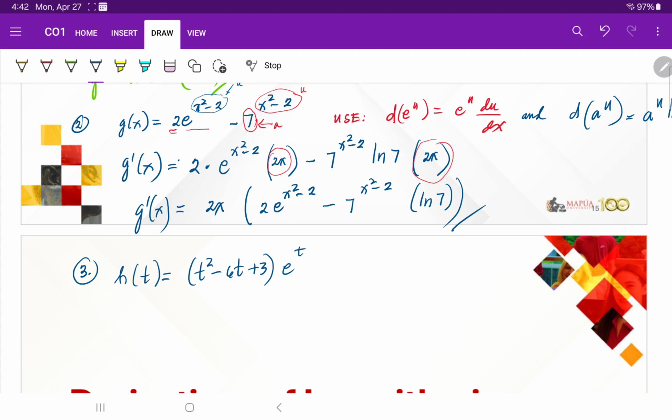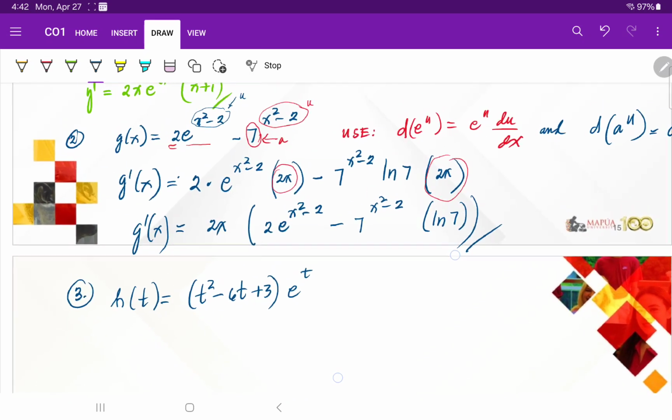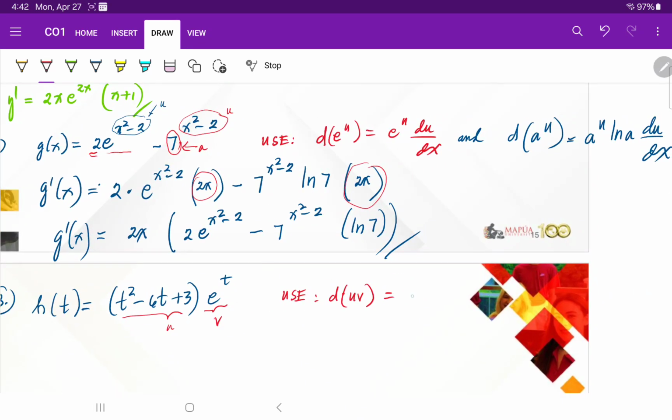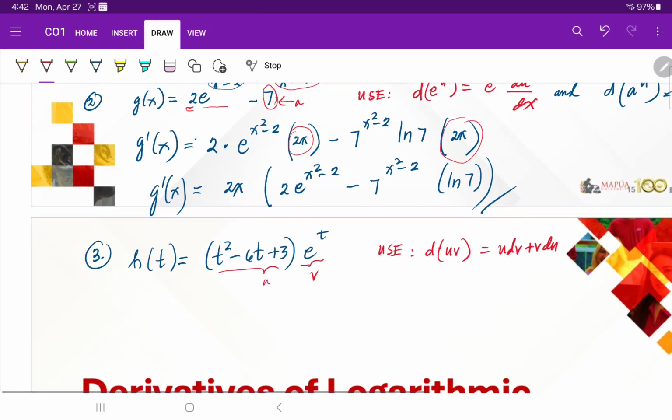Alright, so again, what formula will you use here? First, we use the derivative of a product. We have u times v, because this is your u and this is your v. So what's the derivative of u times v? u dv plus v du. Okay? So for this one, h prime of t is, we copy u, that's t squared minus 6t plus 3, times the derivative of e to the t.